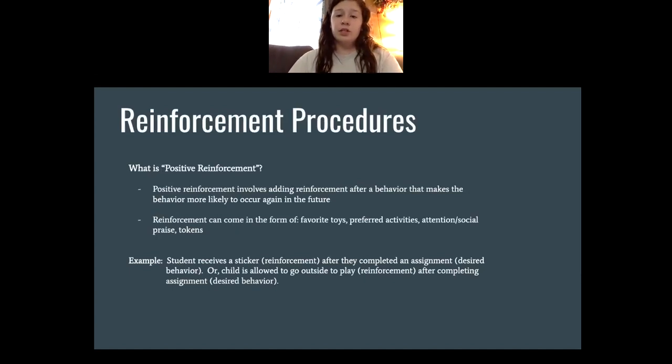The reinforcement procedure that will be used in our implementation plan is positive reinforcement. Positive reinforcement involves adding reinforcement after a behavior that makes that behavior more likely to occur again in the future. So as we see down here in the example, a student receives a sticker after they complete the assignment. So we are positively reinforcing the behavior of completing the assignment with the hopes that this will continue again in the future.